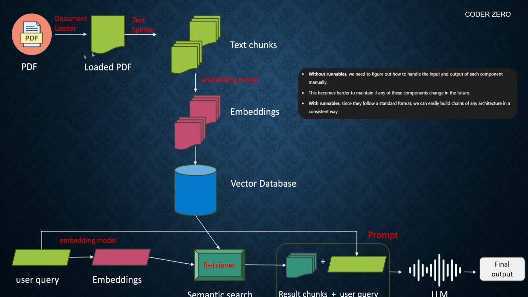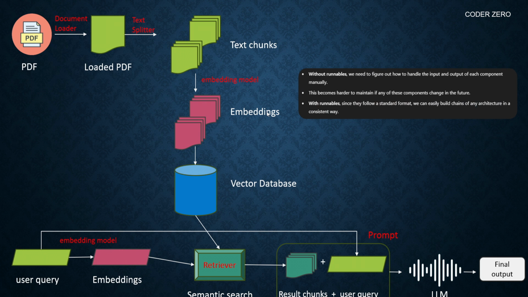Now if you can see here, this is one component, this is another component, this is the third one. Then after creating the embedding we have this retriever component, then this prompt component, the LLM component and the output parser component. So it is very easy to build this kind of complex system because of runnables. The output of one component becomes the input of another component automatically.